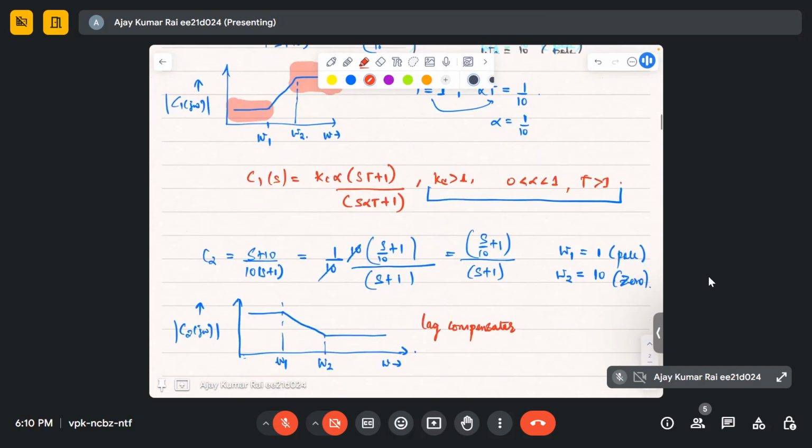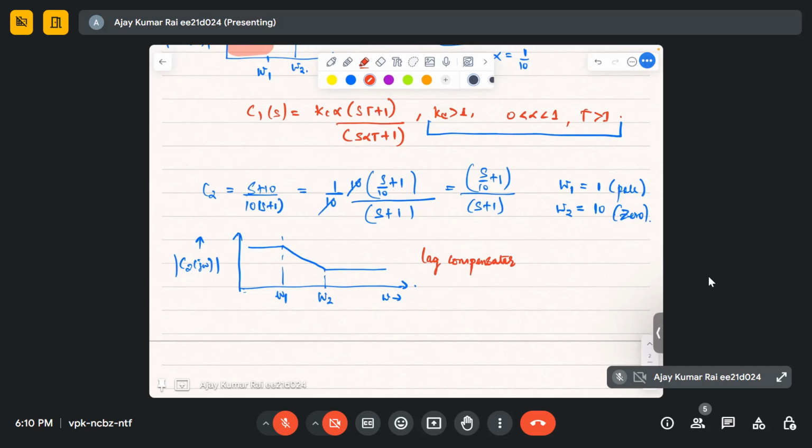Similarly for the lag compensator, it does the opposite thing, right? At higher frequencies, you can see it attenuates the gain. But that's what we want, right? We don't want noise in our system. That's why we employ the lag compensator. And one advantage of it is that we are amplifying the low frequency gain. So what advantage does it give? It reduces the steady state error. These are the properties of lead and lag compensators.